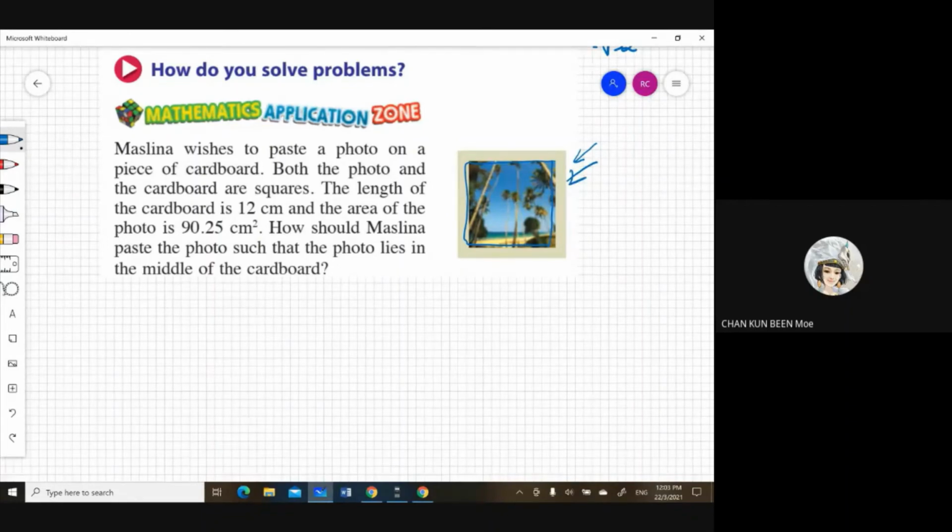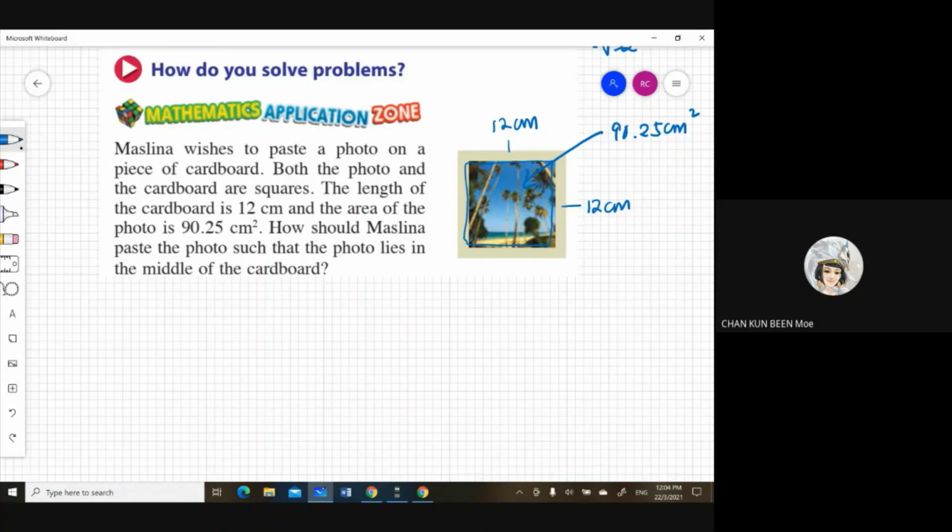Both the photo and the cardboard are squares. Square meaning that they have the same length and width. The length of the cardboard is 12 centimeters. So I label it, it is 12 centimeters on both sides. And the area of the photo is 90.25 square centimeters. Which means the area of the photo inside is 90.25 square centimeters. How should Maslina paste the photo such that the photo lies in the middle of the cardboard?